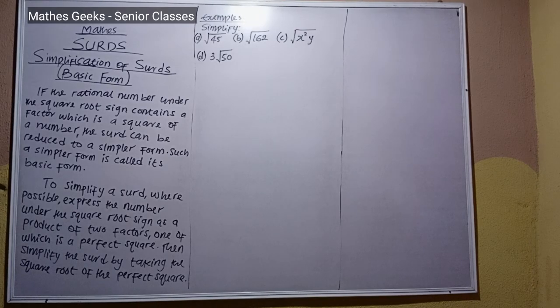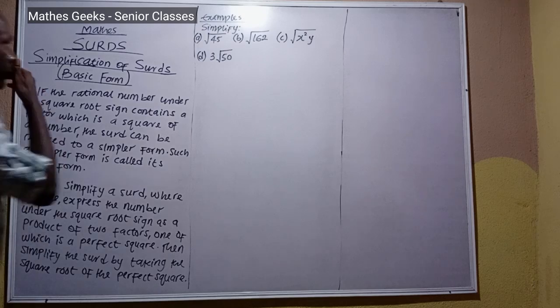Simplification of surds, basic form. If the rational number under the square root sign contains a factor which is the square of a number, the surd can be reduced to a simpler form. Such a simpler form is called its basic form.